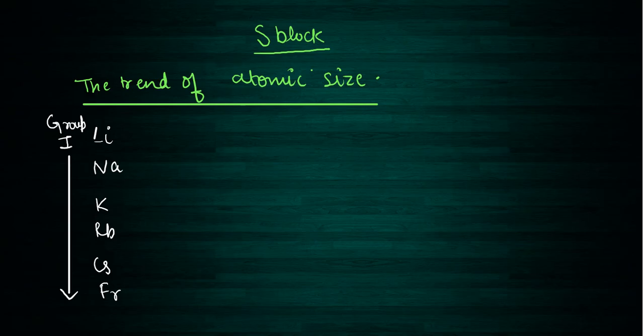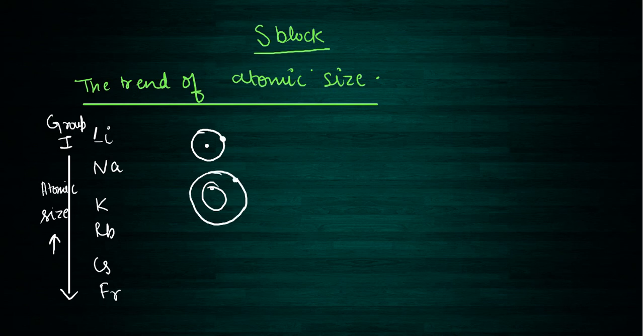our atomic size increases. It is very simple to understand. Let us take an example of lithium and sodium only. As we see in lithium, the last electron enters in the last shell. As we go down the group, the electron enters not in the same shell but in a new shell.